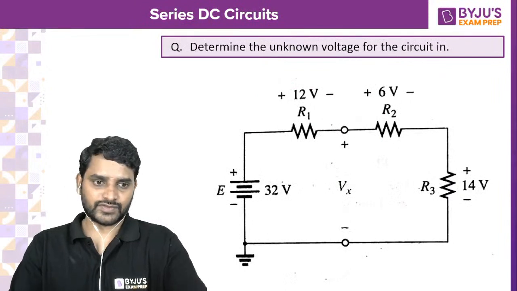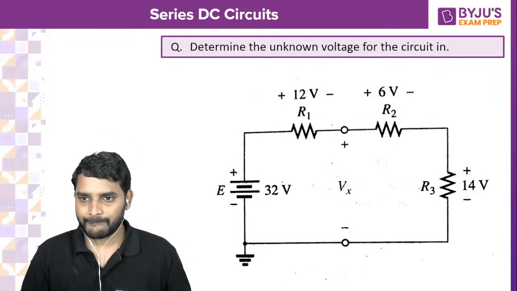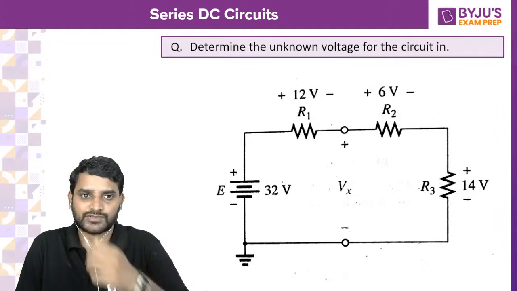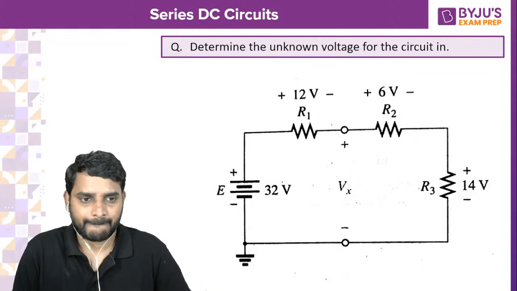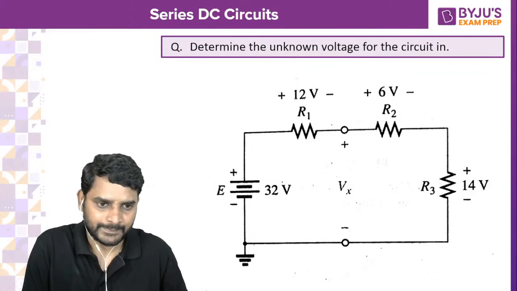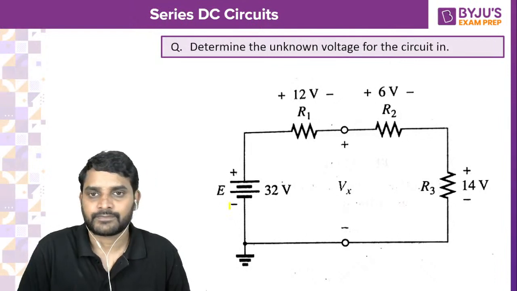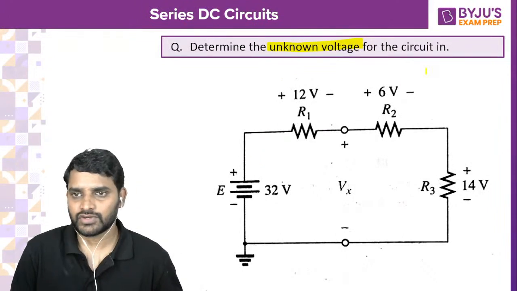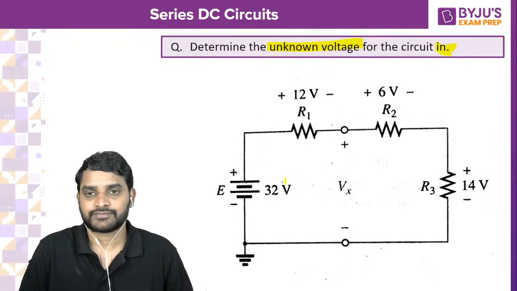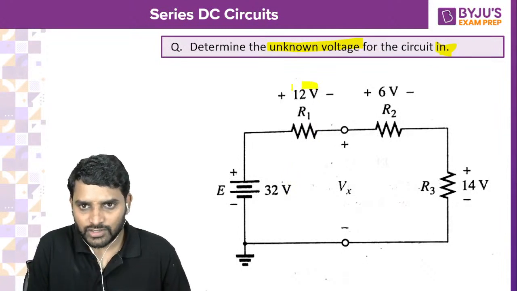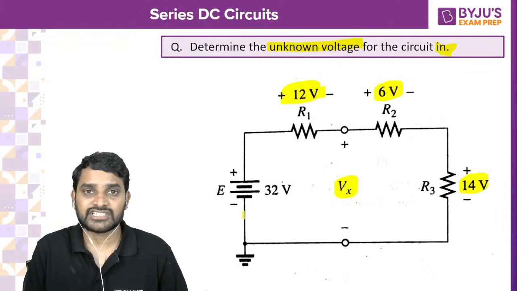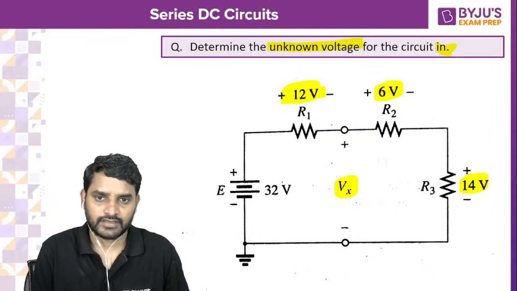Can you tell me the answer for this one? Determine the unknown voltage for the circuit shown in the figure. Where is the unknown voltage? We know the voltage drop across R1, R2, and R3 also. The only unknown is this one. Can you tell me what is Vx?